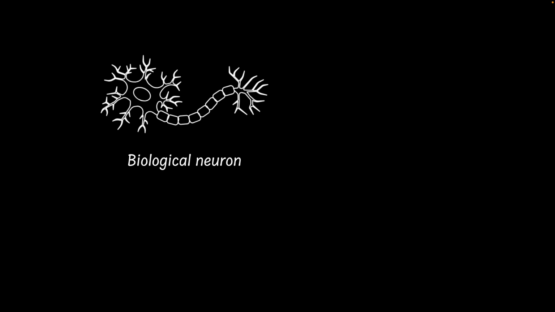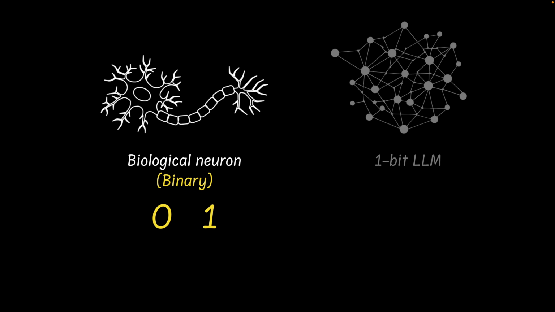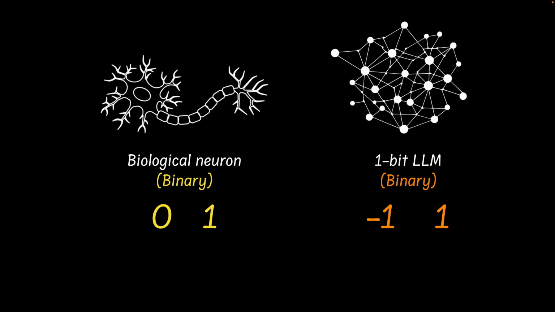A biological neuron is binary in the sense that, given an input, it either fires or it doesn't, so its output is either 0 or 1. In contrast, in one-bit LLMs, the binary weight values are -1 and +1. The reason is -1 is more expressive than 0, allowing us to negate the input features.